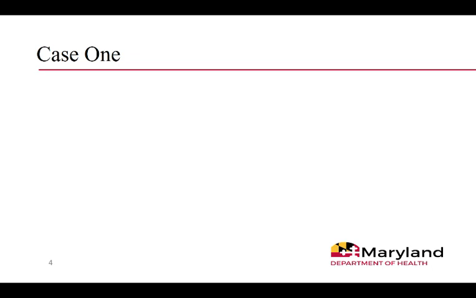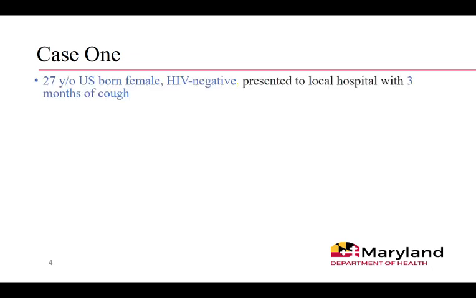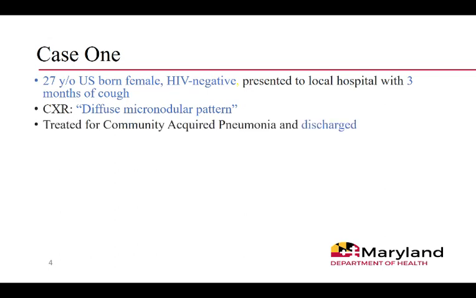I'd like to begin by sharing the case of a 27-year-old US-born female who was HIV negative who presented to a local hospital in Maryland with 3 months of cough. Her chest x-ray indicated that she had a diffuse micronodular pattern consistent with an infectious process. She was initially treated for community-acquired pneumonia and ultimately discharged on a fluoroquinolone.